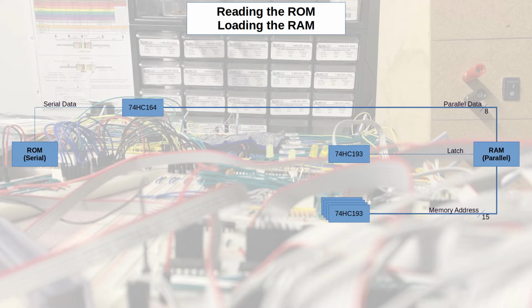Speaking of addresses, I need to be able to count up all 32K of address bytes in the RAM so that I can load them sequentially. For that, I will use 4 of the 74HC193 up-down counters. I need 15 bits for that, so one of those bits is going to go unused for now.